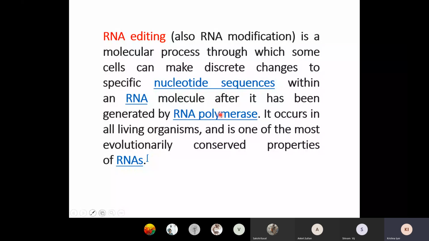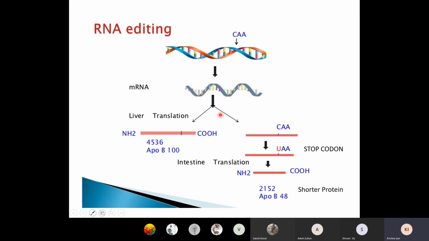This is almost like causing a mutation. So think of this, a molecular process through which some cells can make discrete changes to specific nucleotide sequences. And one very nice example which is given of this RNA editing is this scenario here.